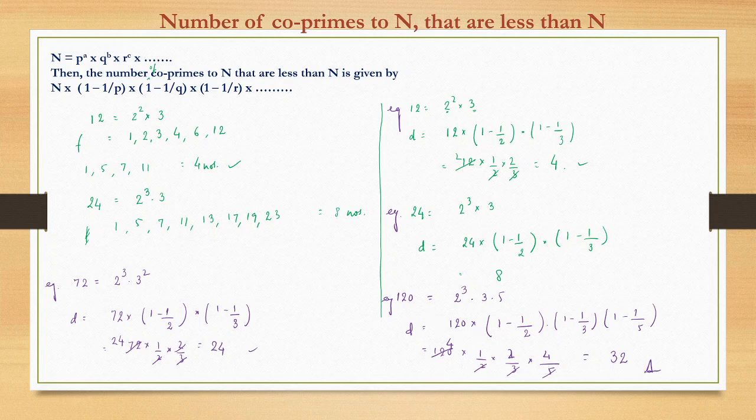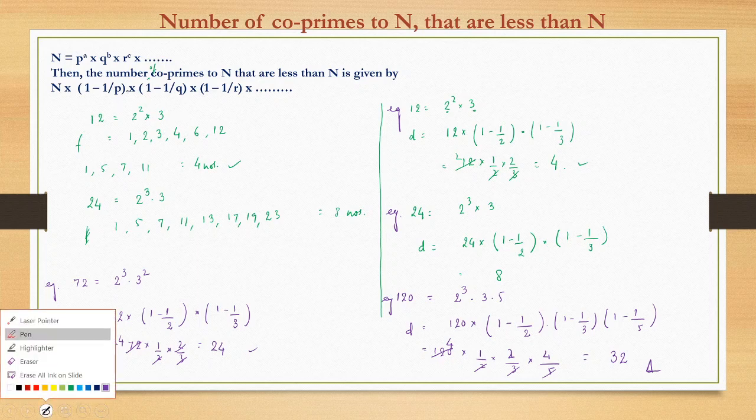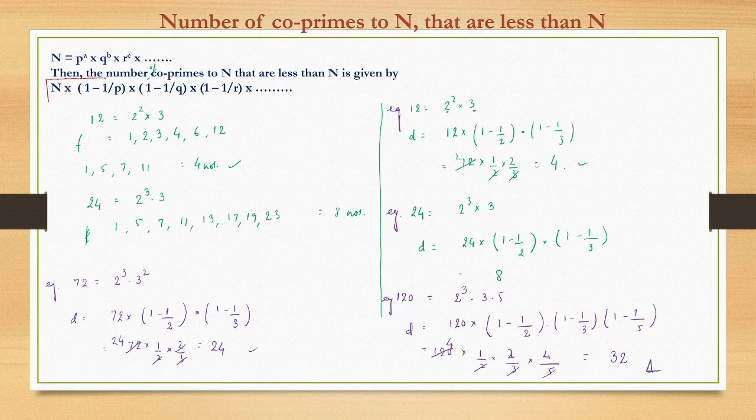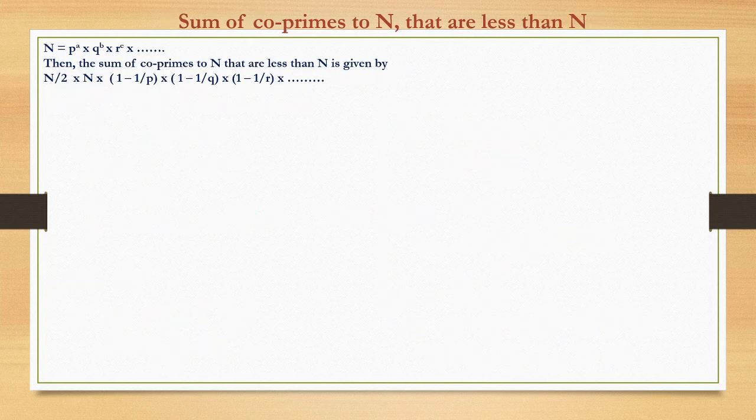So this way we can find the number of co-prime numbers which are less than a number, and it's a very easy and convenient way to find out. We simply have to remember this expression, which is n into 1 minus 1 upon the first prime factor of the number, then into 1 minus 1 upon the second prime factor, then into 1 minus 1 upon the third prime factor, and so on. If we know this relation, then it's quite easy to find out the number of such co-prime numbers.